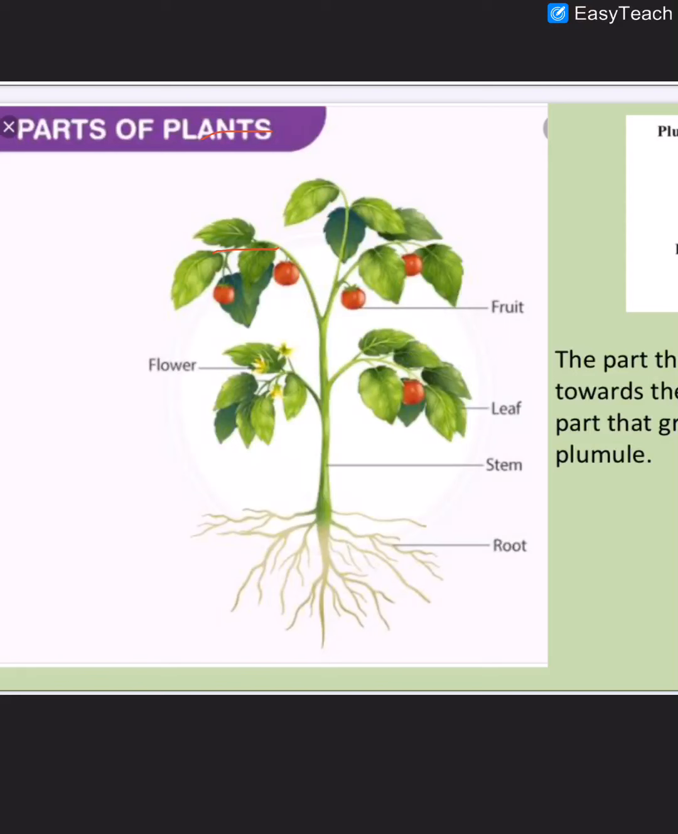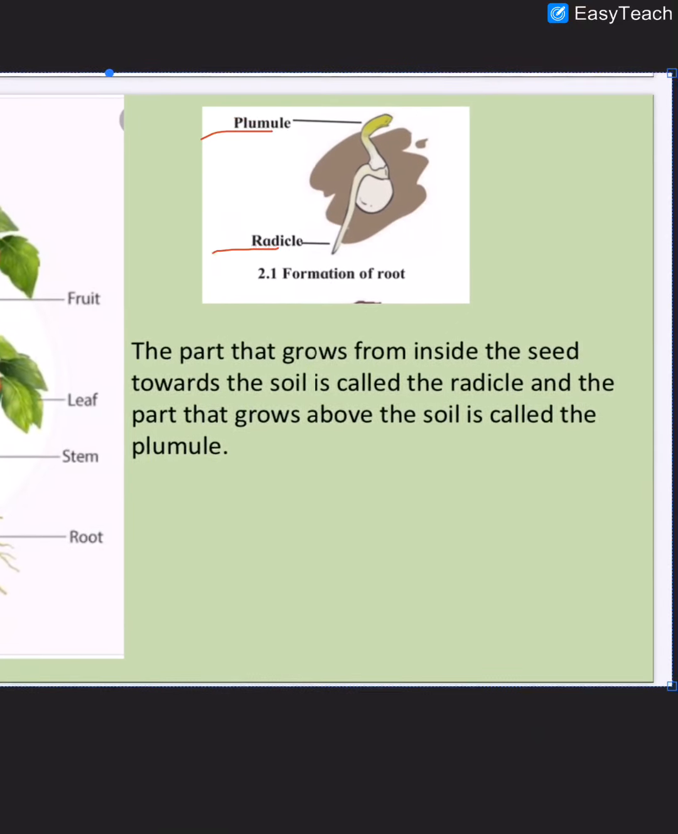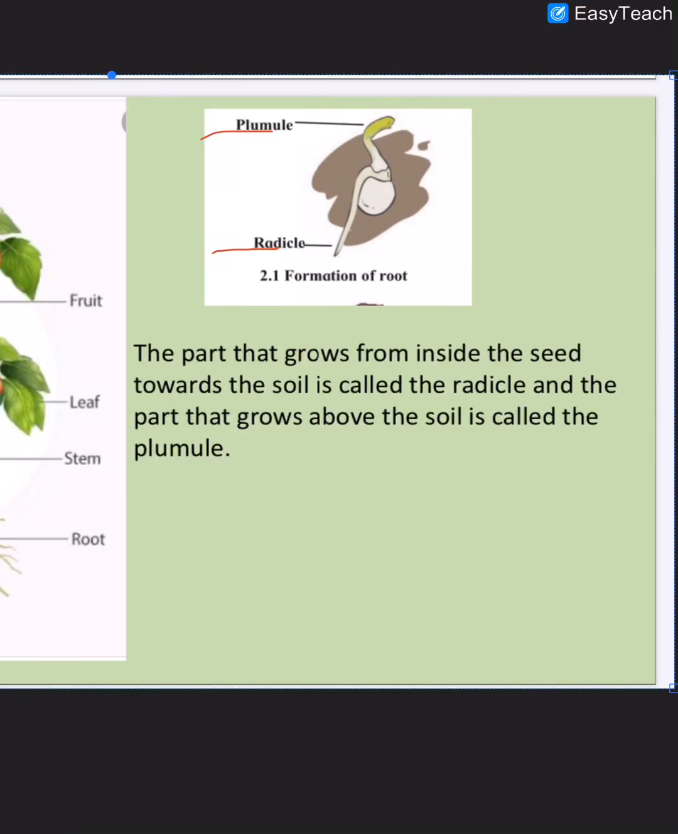So how is a plant formed? A plant is formed from a seed. When we sow a seed, a plant is formed from the seed. So we are going to discuss what the different parts of a seed are: plumule and radicle.